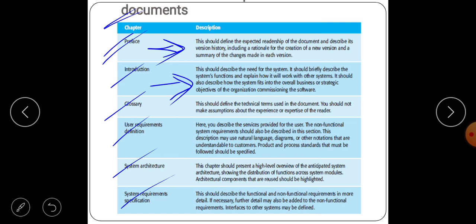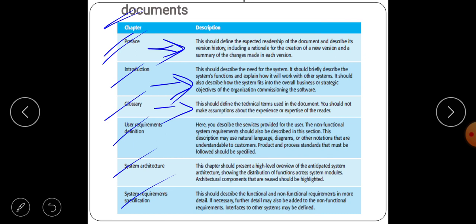Okay, requirement document. What does the glossary chapter contain? This should define the technical terms, meaning what technical terms we are using in the document should be mentioned here. Okay, you should not make assumptions about the experience or expertise of the reader. Here we are going to mention the technical terms used in the document.